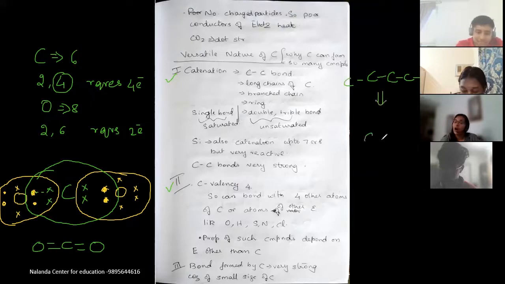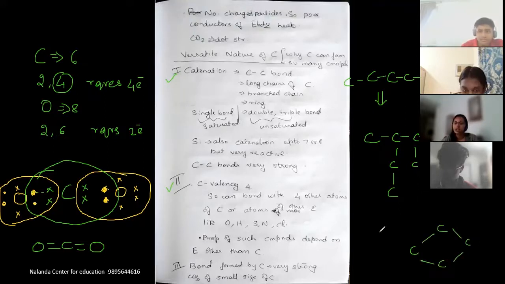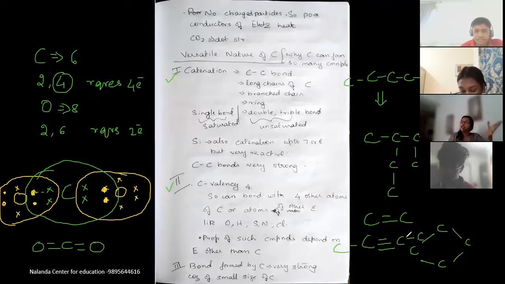It can also form branched chains. It can also form a lot of branched chains. It can also form ring structures. It can also form single bond or double bond or triple bond among itself. So the variety of compounds which are going to be formed just with carbon linking with each other is extremely huge.